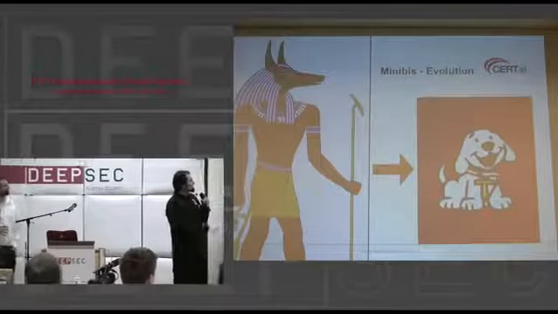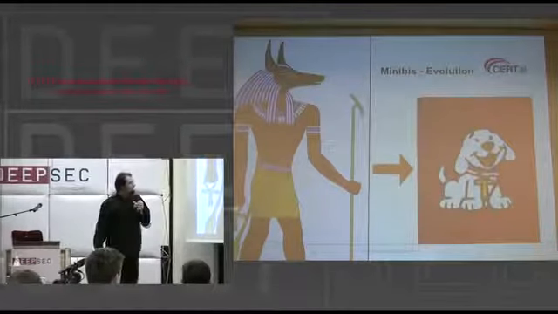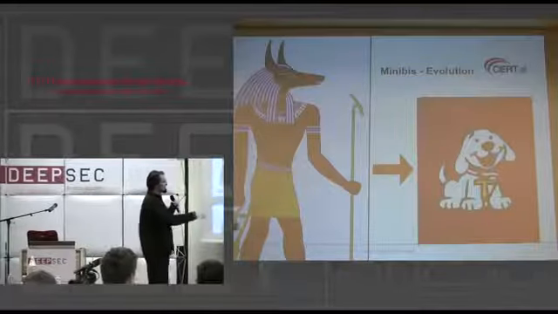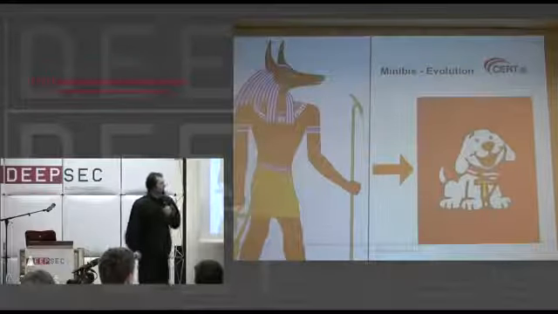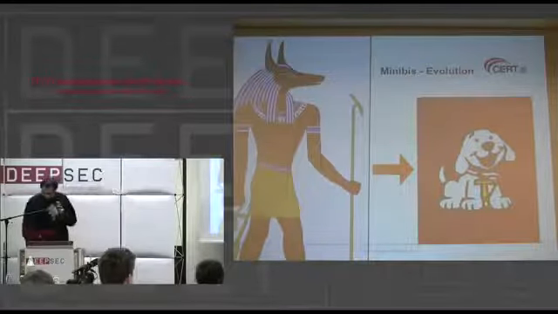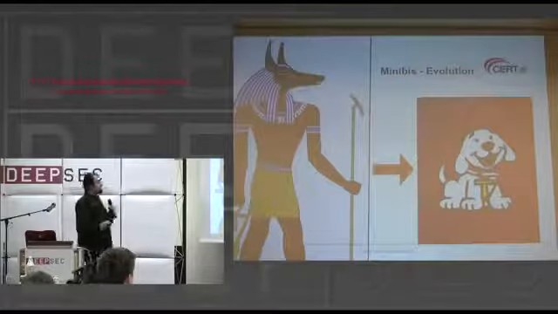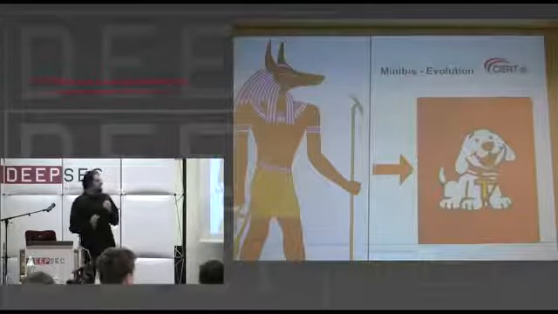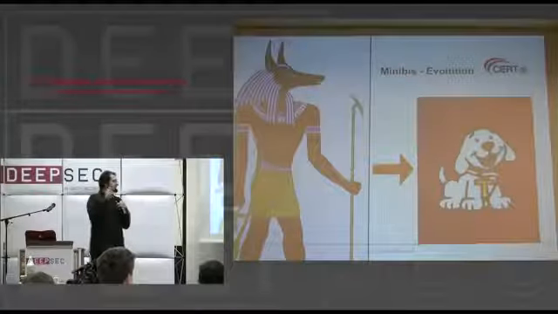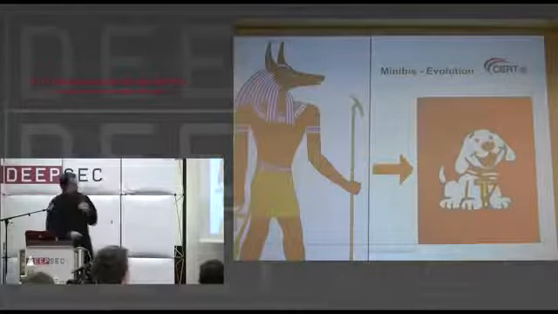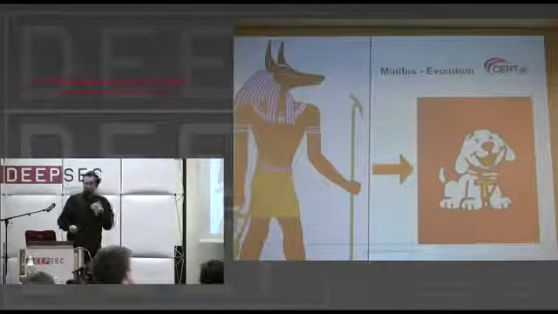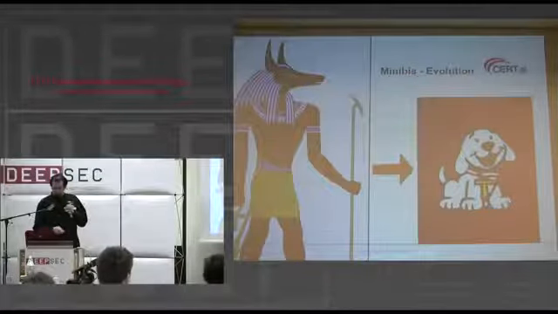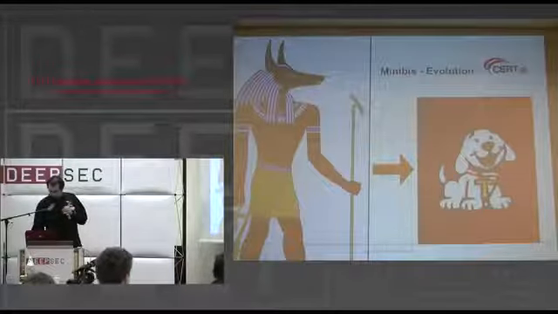So this is our view of the big Anubis. And you see, it's the Ankh, which they have in common. But actually that's all. There's no single line of code which is in both projects. So it's really just the name and the basic idea behind it.